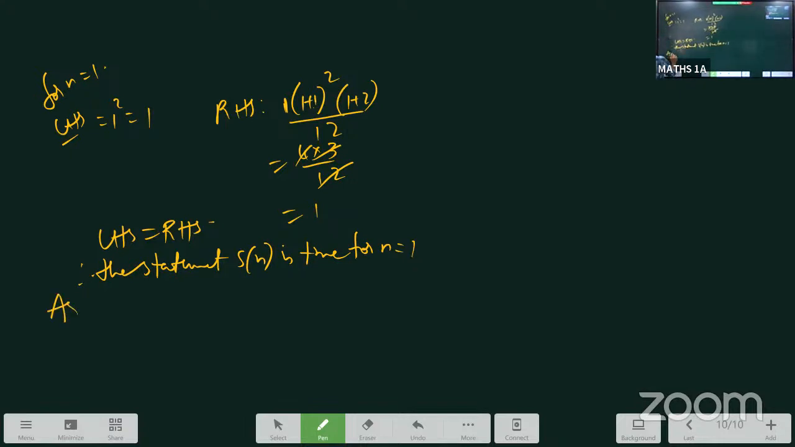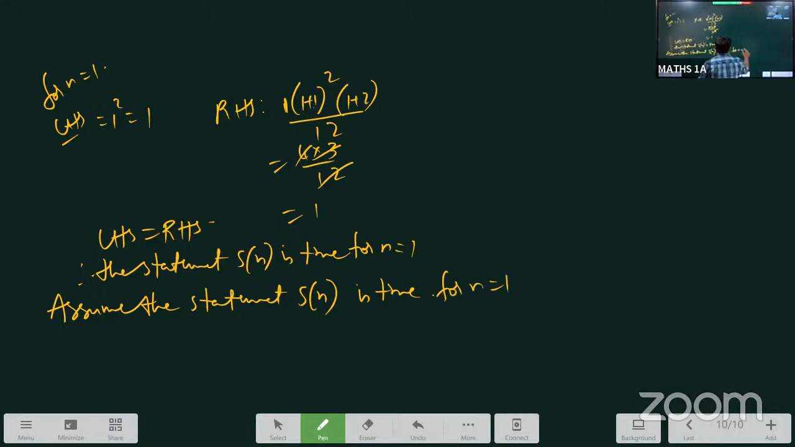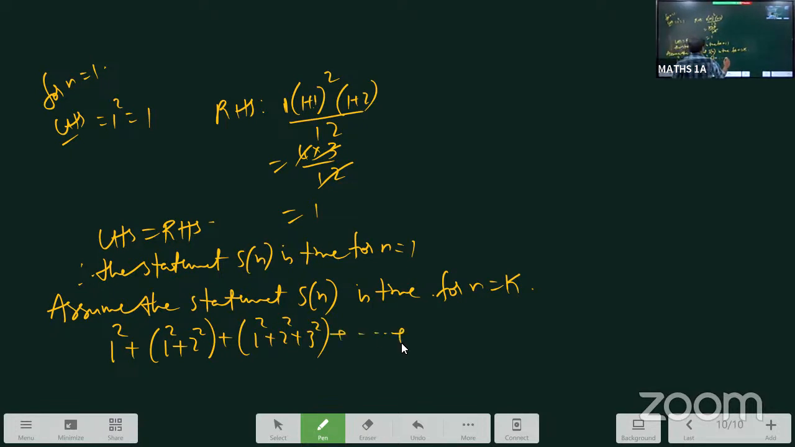Now, assume the statement S of n is true for n equal to k. For n equal to k, you have to put n as k. That is 1 square plus 2 square plus 3 square plus so on plus, instead of n, you put k. That is k into k plus 1 into 2k plus 1 by 6.